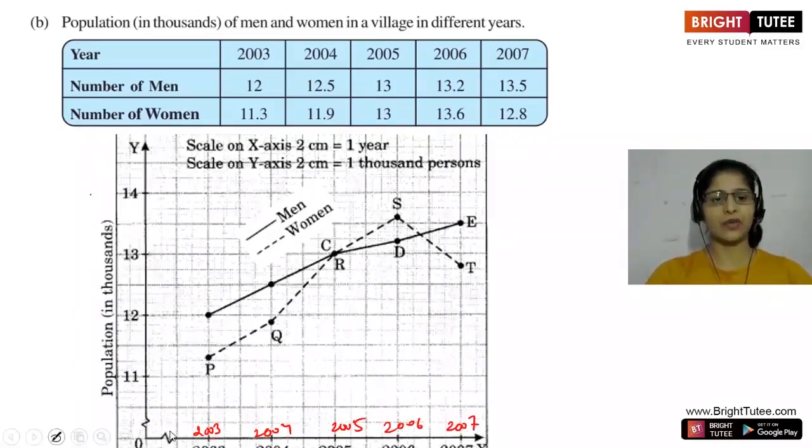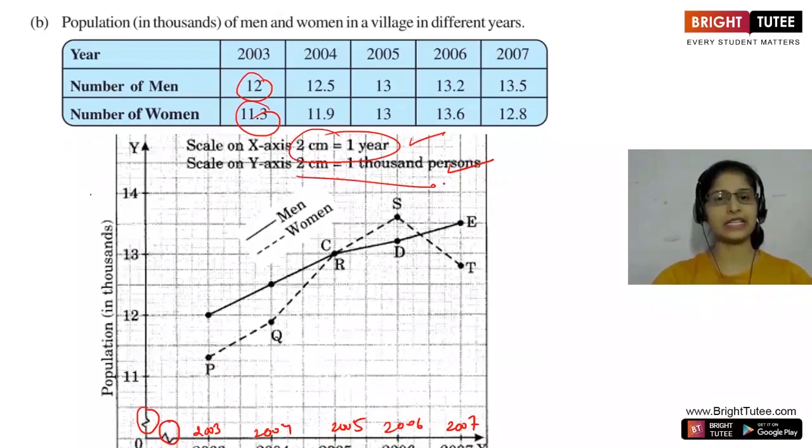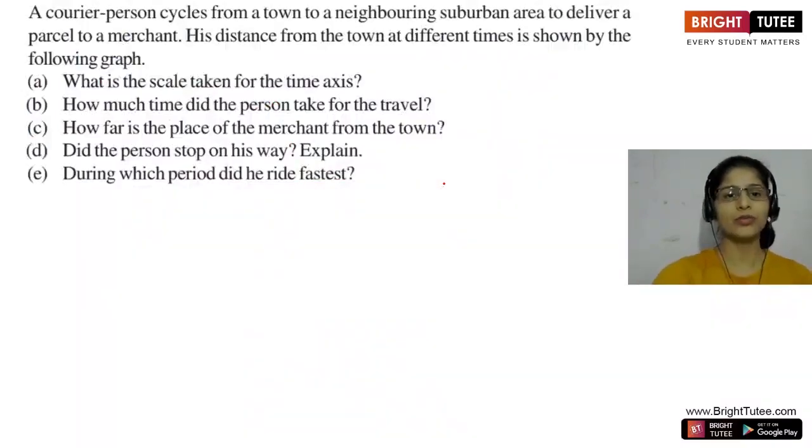In 2003, why are we taking these breaks? Okay, why? Because we are showing the gap here. So because we directly started from 11. So 11 is there, then 12, 13, 14 is there, and that's the maximum value that we have. So number of men is 12, and it is 11.3. So 11.3 is somewhere here, and 12 is here. So this is for men and women, different lines. One is the solid one, another is a dotted one. You see that? So similarly, we have written here that on x-axis this is the scale taken, and on y-axis this is the scale taken, as we used to do in data handling. Okay. Now moving on to the next question.